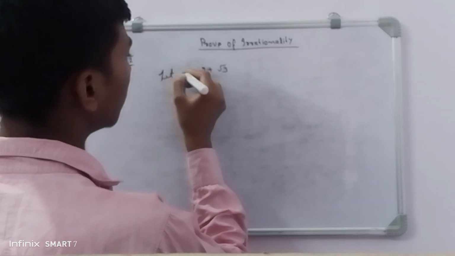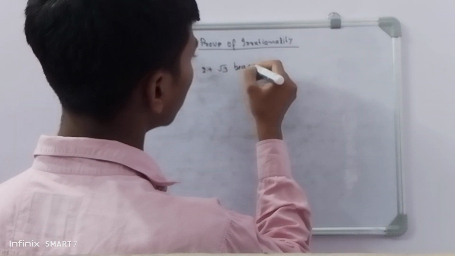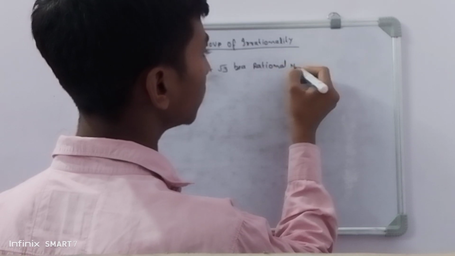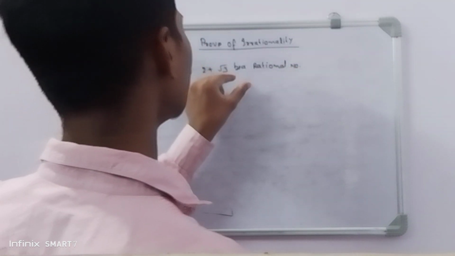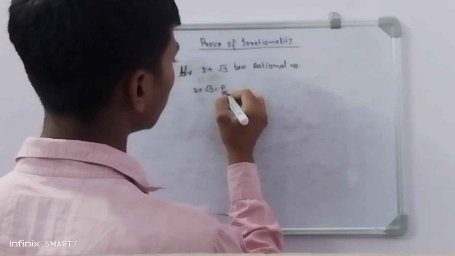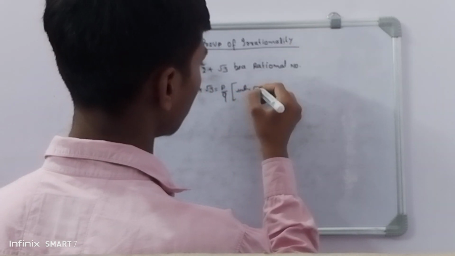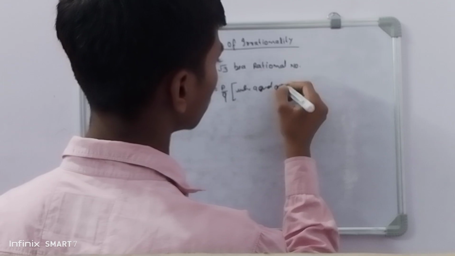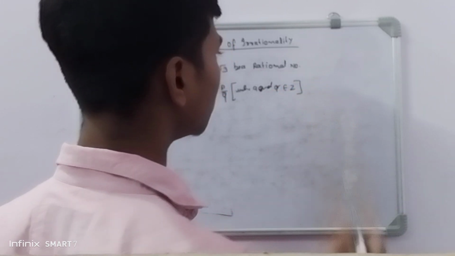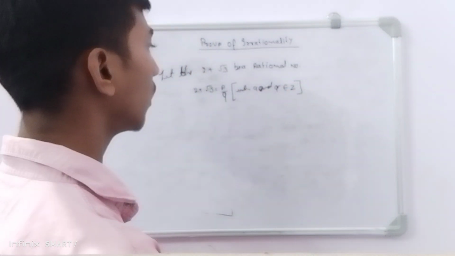Let 2 plus root 3 be a rational number. As we consider that this one is a rational number, this can be written as 2 plus root 3 equals p upon q, because a rational number is written in the form p by q, where p and q belong to the integers. Integer means any number like 1, 2, 3, 4, minus 5, 6, like this. So p and q belong to the integers.